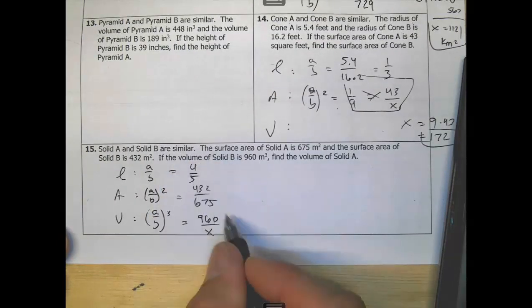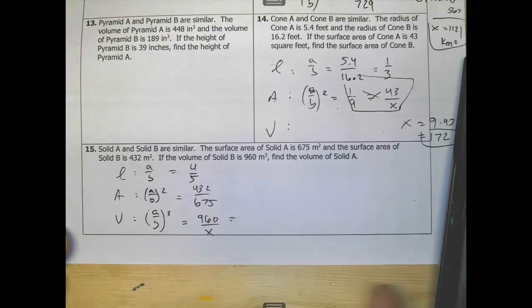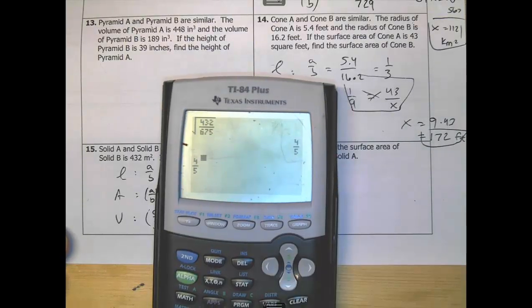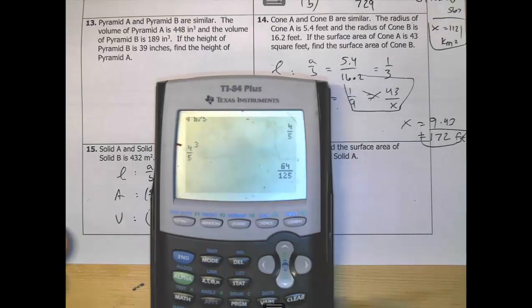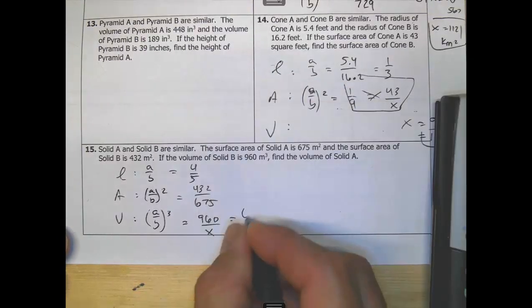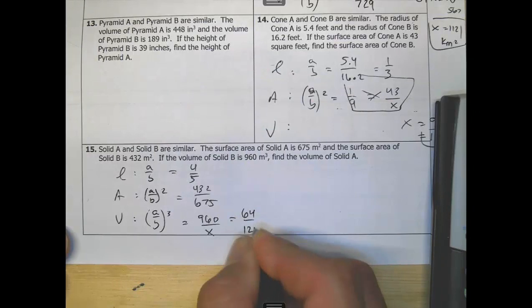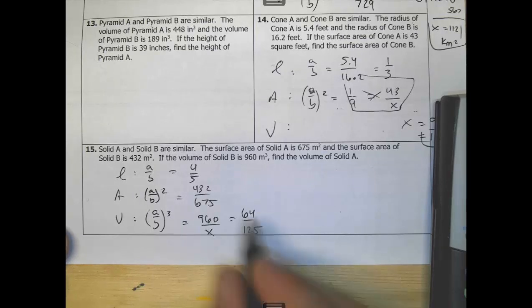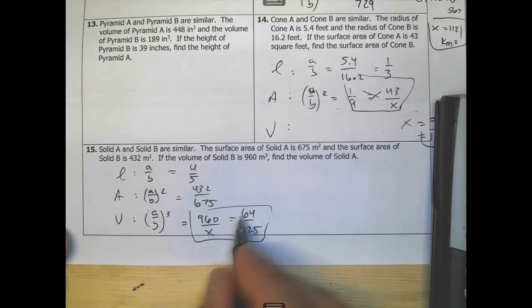That makes my ratio of volume then. If I cube that, all I need to do is take this value and just cube it. All right, and I get 64 to 125. So 64 to 125 is my ratio of volume. And I'm staying with small to big. That's important. All right. Now all I need to do is cross multiply.